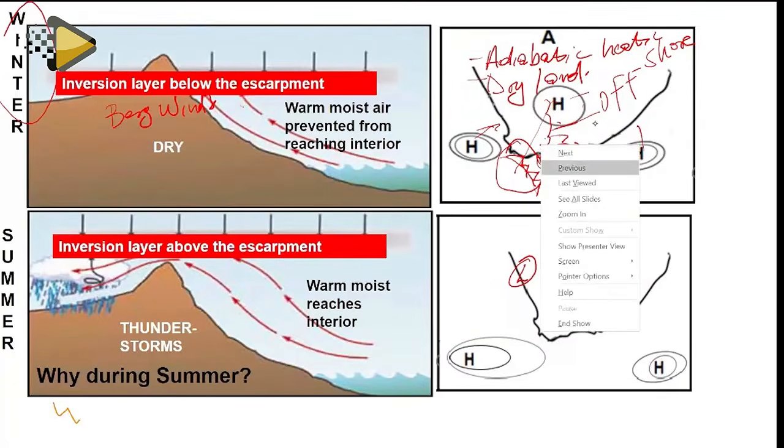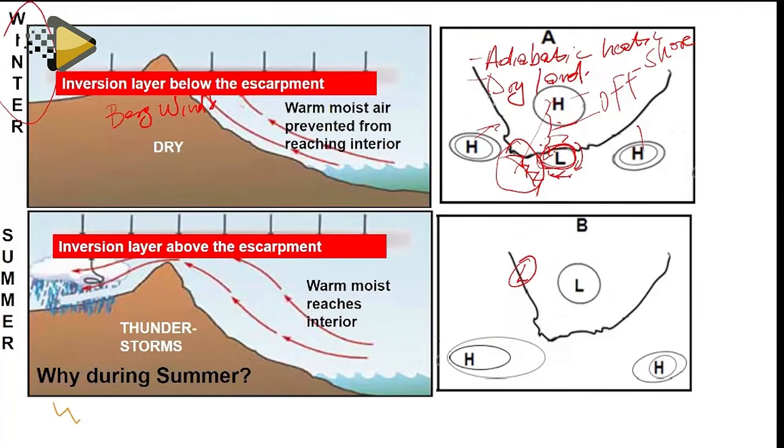So that is why the coastal lows are not associated with heavy rain. They are associated with light rain to no rain.